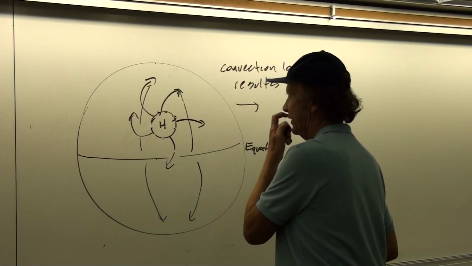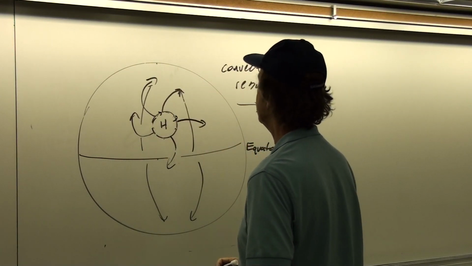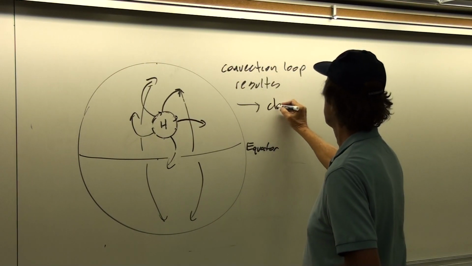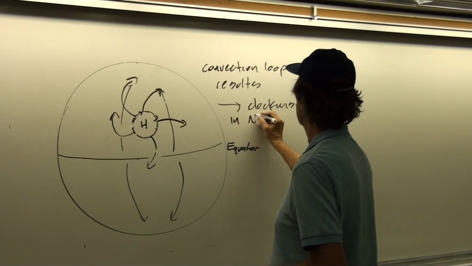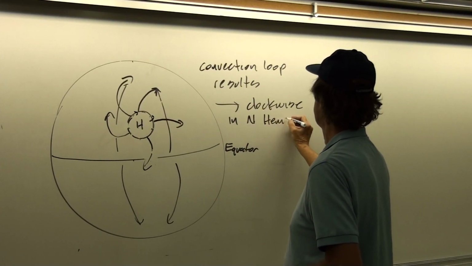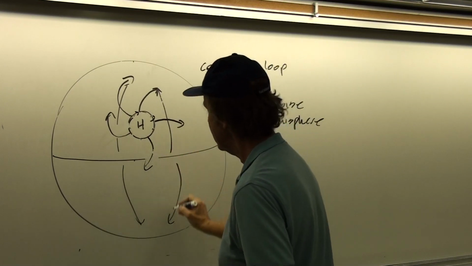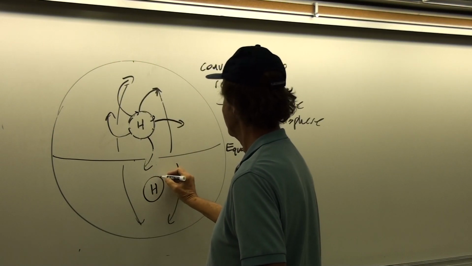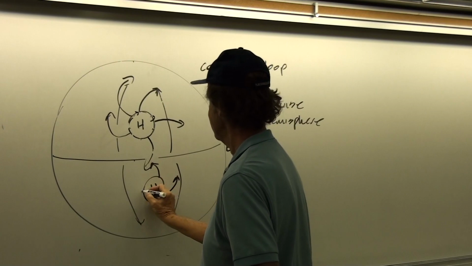And this convection loop is just the flow of air around the high pressure region. And it tends to be clockwise in the northern hemisphere. But because the southern hemisphere has essentially everything going in reverse, it will tend to be counterclockwise in the southern hemisphere.